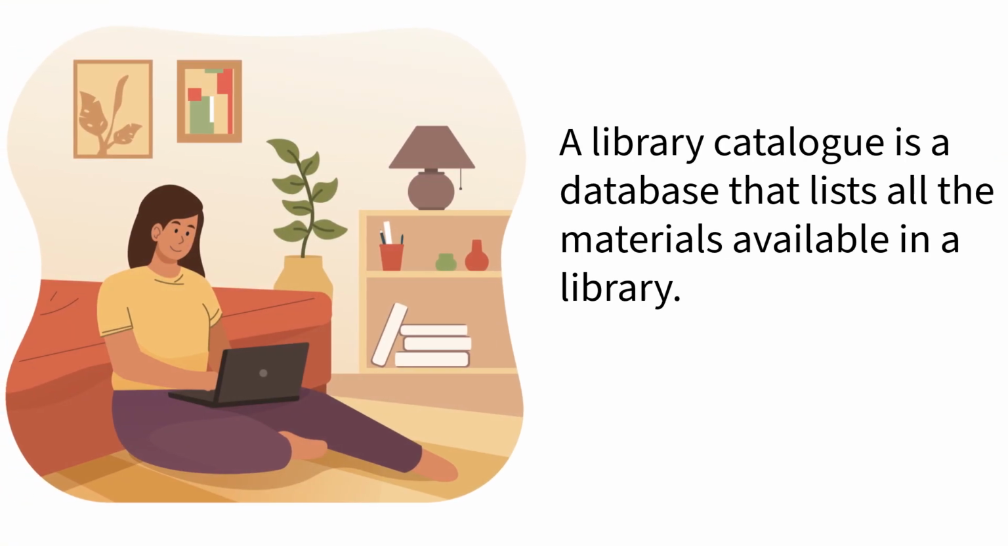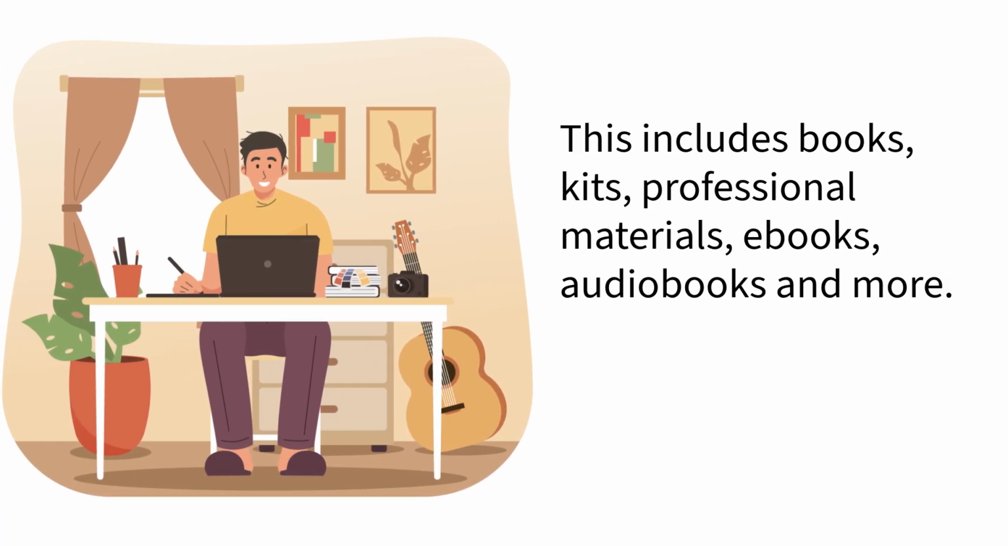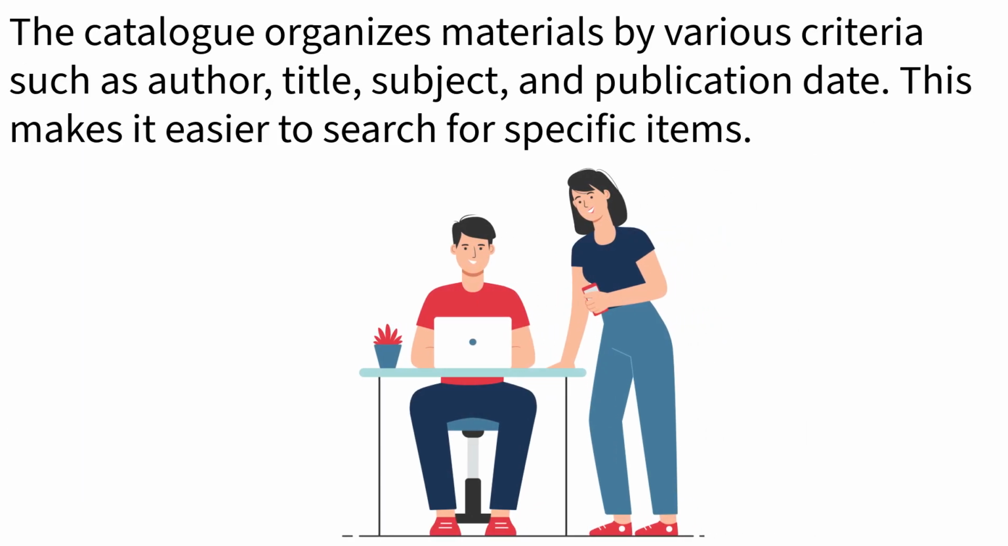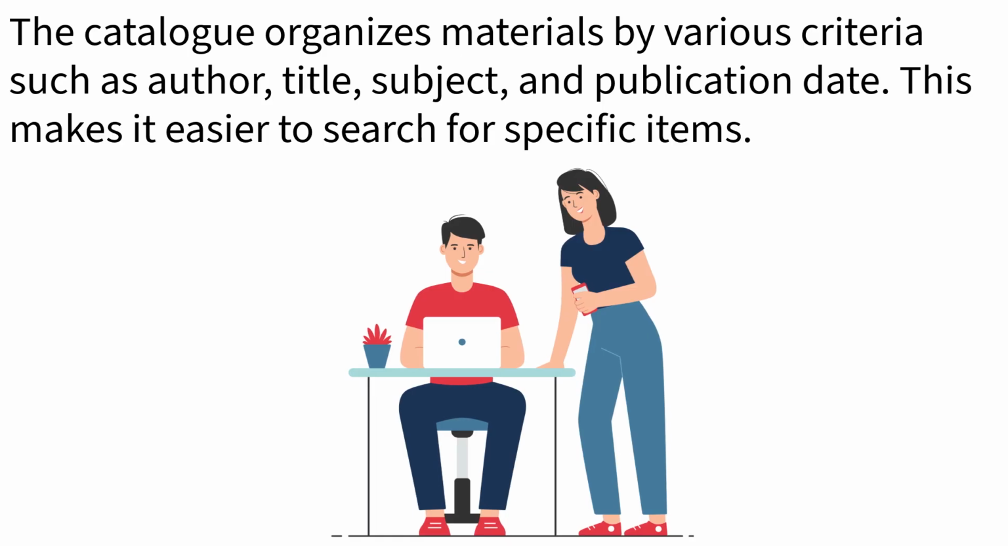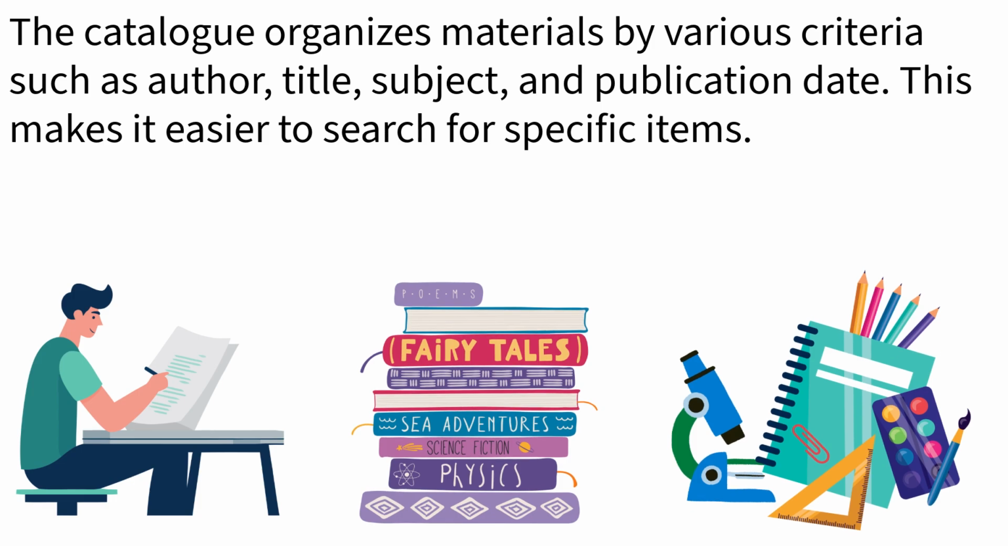A library catalog is a database that lists all the materials available in a library. This includes books, kits, professional materials, ebooks, audiobooks, and more. The catalog organizes materials by various criteria, such as author, title, subject, and the publication date. This makes it easier to search for specific items.